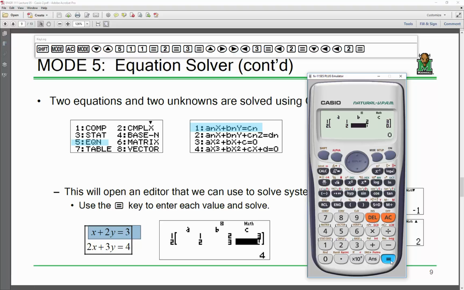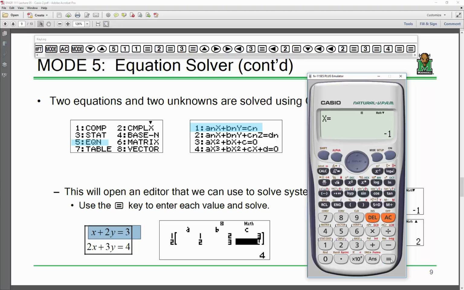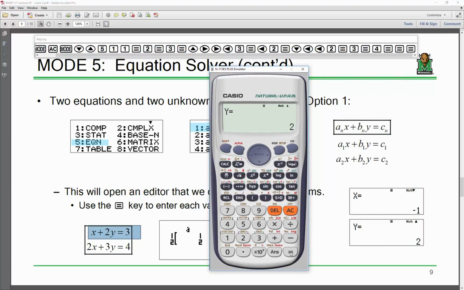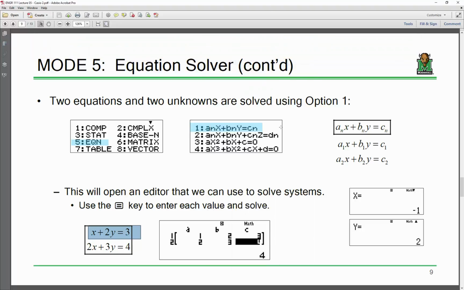So 2, 3, 4. Once the table is completely populated with values, all we have to do is hit equals, and there we go. So x equals minus 1, press equals again, y equals 2. And that's all there is to it. If I press equals again, the calculator goes back into that mode. So let me clear my key log real quick.